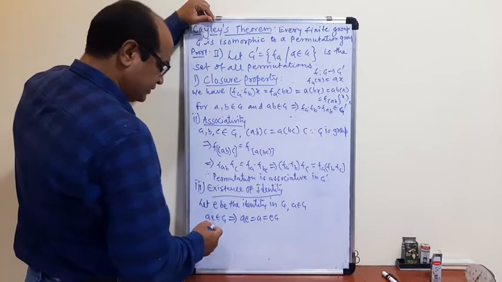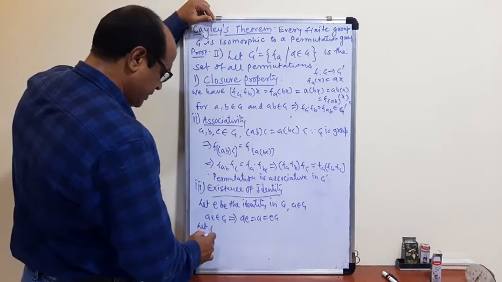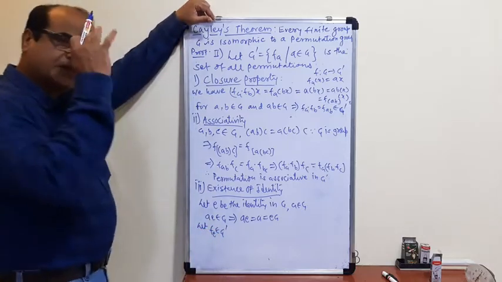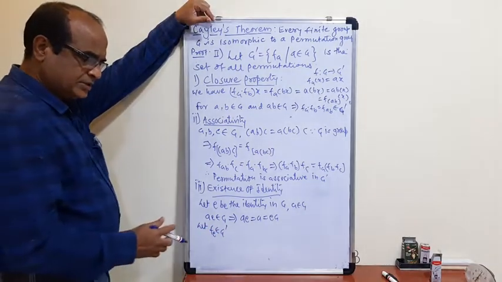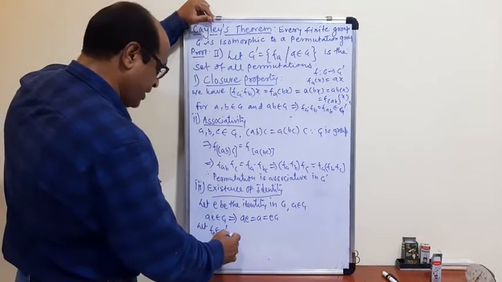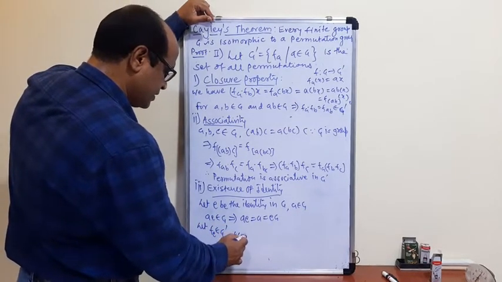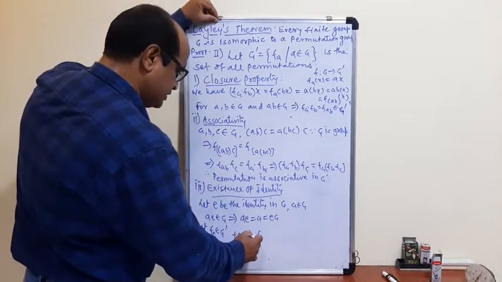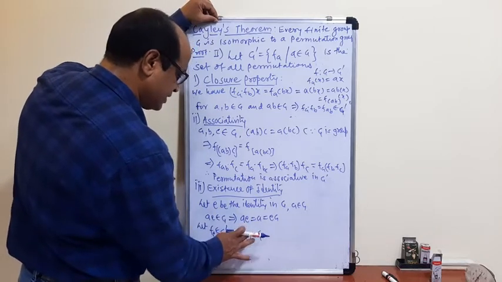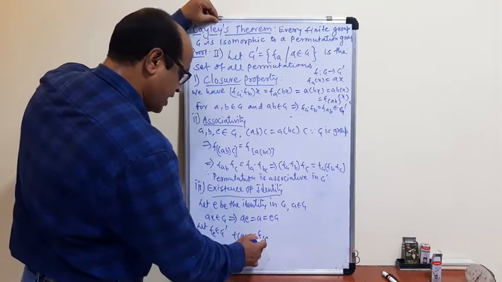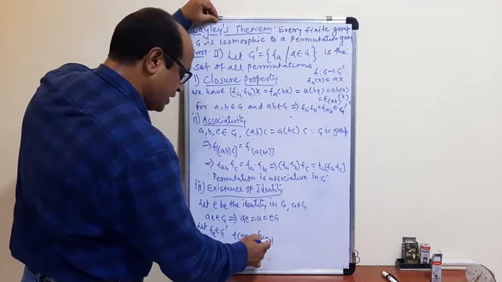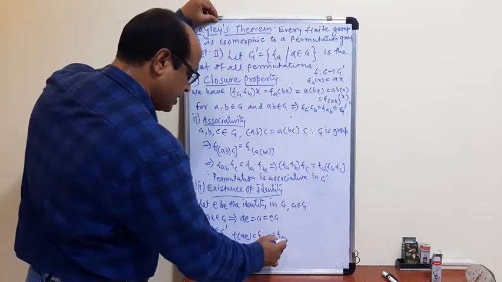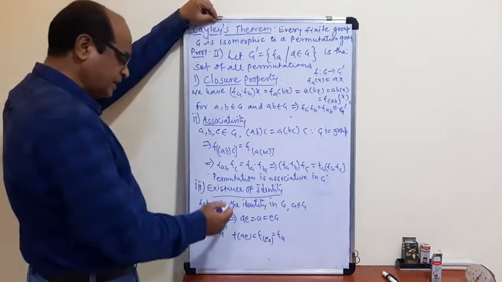Since E is the identity element in G, F(E) is an element of G dash. G dash is a set of permutations. So F of E is equal to F of EA, which is equal to F of A. We apply the function here.